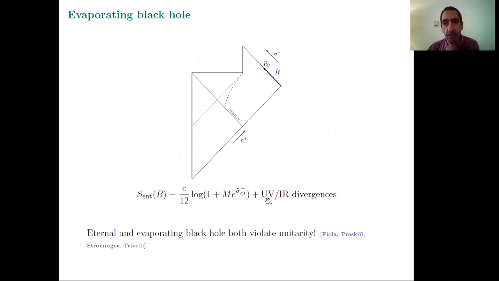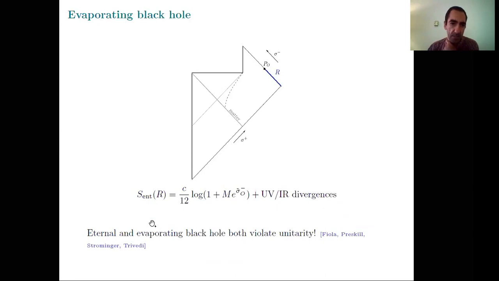There are some UV and IR divergences. The UV divergence is the usual one, the one you're familiar with in field theory. The IR divergence is the fact that this thing's at infinity. So if I consider the complement of region R, it's some region that goes all the way to Scri plus, so there's some IR divergence, which I don't care about. And the rest of the answer looks like this. And this is something that also, as you see, increases in time. And so the conclusion is that both the eternal and the evaporating black hole in this model seem to violate unitarity.